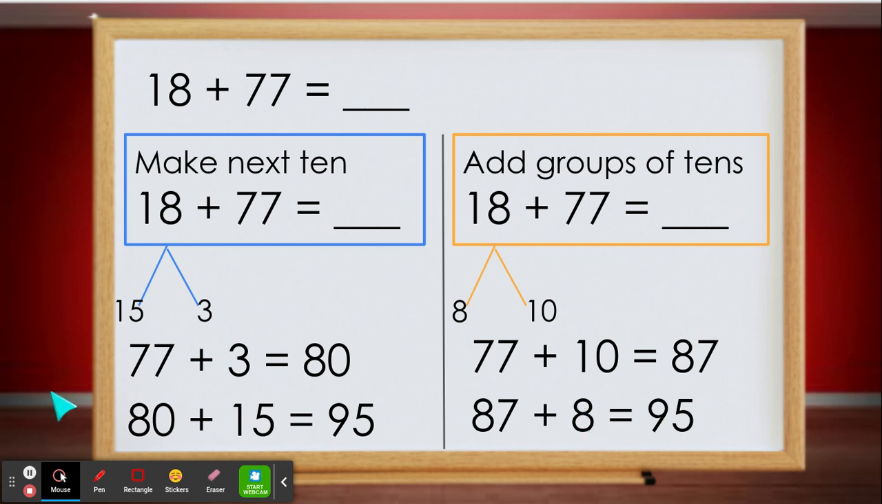Well, I hope this helped you understand the make the next 10 and adding groups of 10 strategies in two-digit sums. I suggest that you work the same format with your students to see which one is more efficient for them, and so they can compare and contrast what's going on with these two strategies.